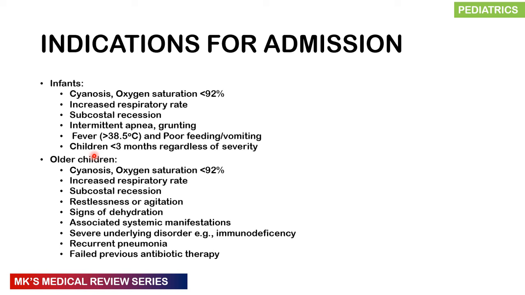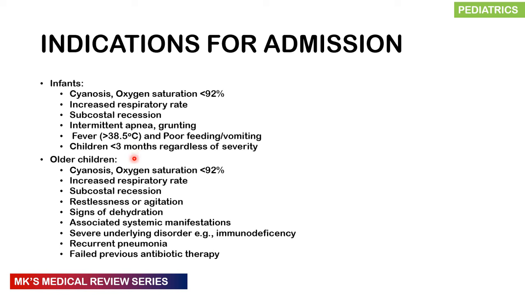If they have an increased respiratory rate, regardless of whether they are cyanosed or not, admit them. If there are features of respiratory distress such as subcostal recessions, intermittent apnea, grunting, as well as agitation and restlessness, admit these patients. In the infants, if the fever is greater than 38.5 and they have poor feeding or vomiting, admit them. And all children that are less than 3 months, regardless of the severity, should be admitted because they tend to deteriorate very quickly.